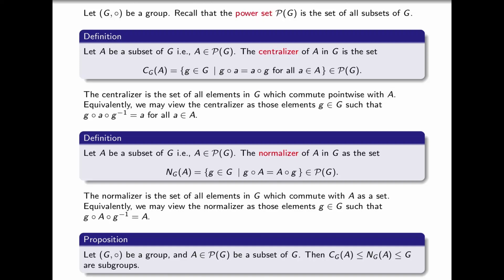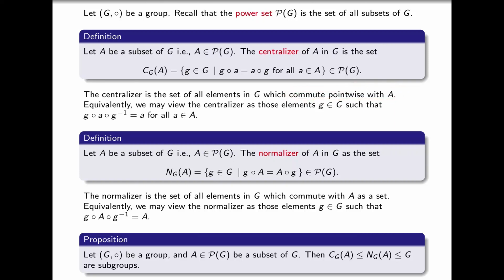And so let's take a subset A of G, and we define the centralizer of A in G to be the following set, which we denote by C sub G of A. And it consists of all those lowercase g's in the set G, such that g circle a is equal to a circle g for every single element a in the subset A. Now, observe that we have g circle a equals a circle g, and this is reminiscent of commutativity. And so another way of phrasing this is that the centralizer is the set of all elements in G which commute pointwise with elements in A.